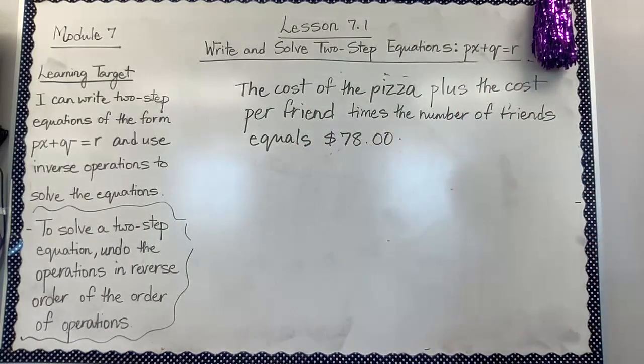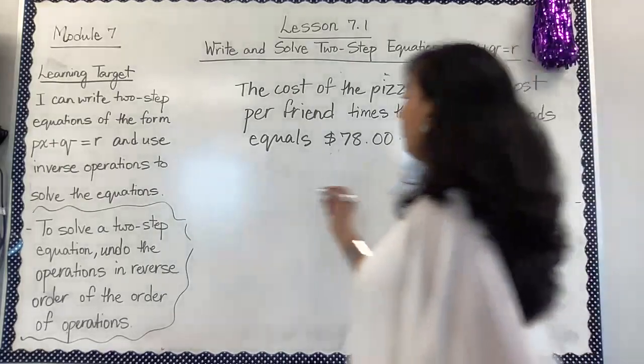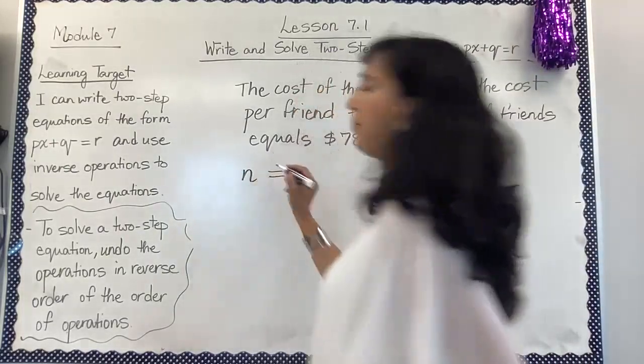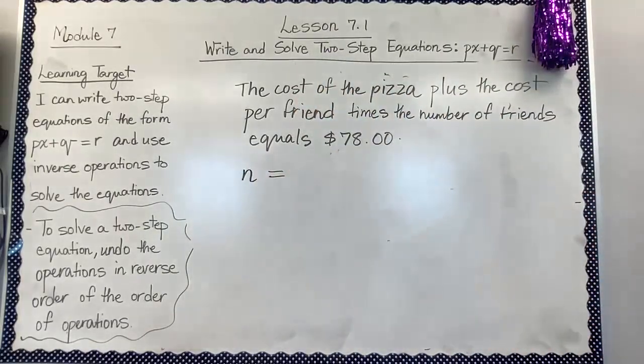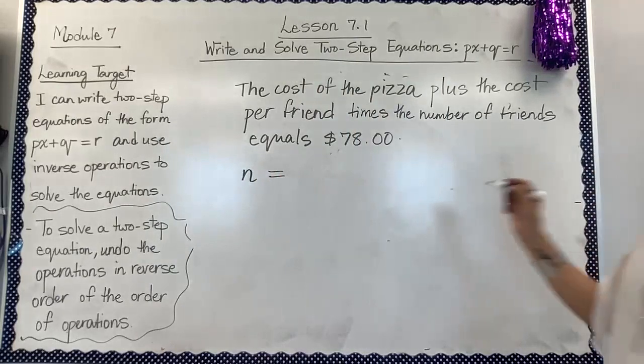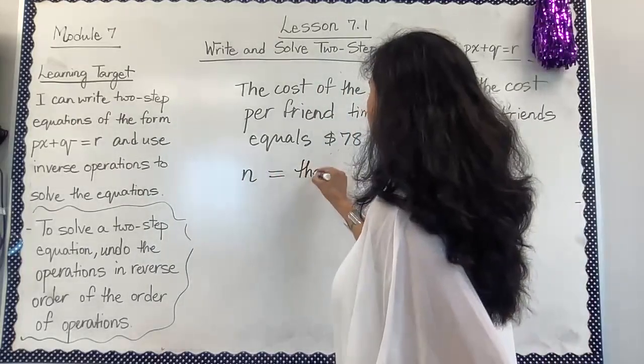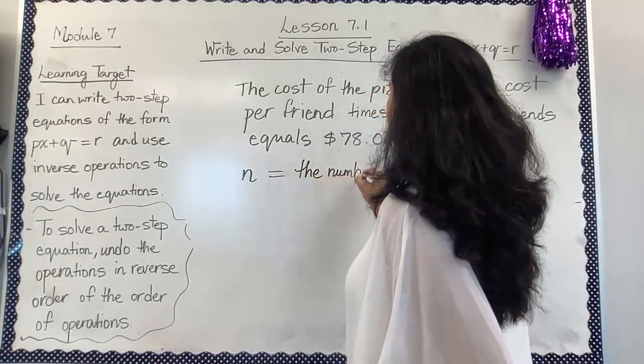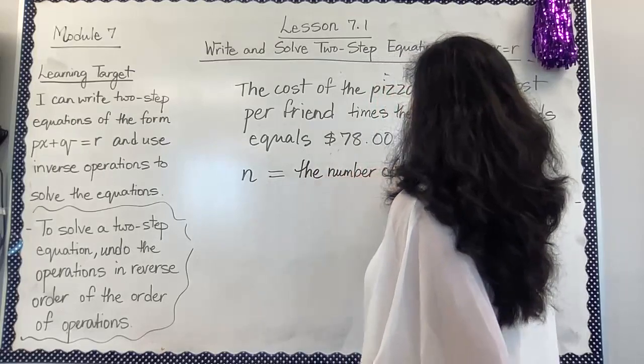So what we're going to do is we are going to use the variable. Let n represent the number of friends, okay? N is going to represent the number of friends.